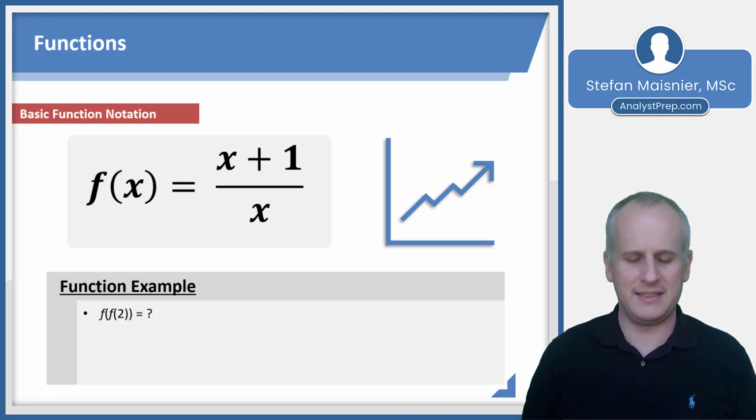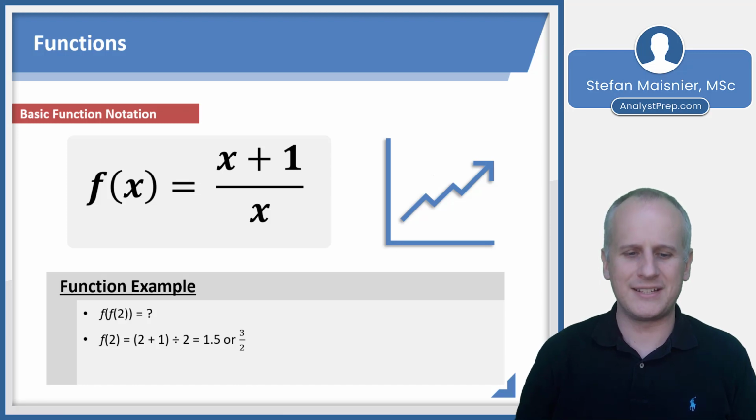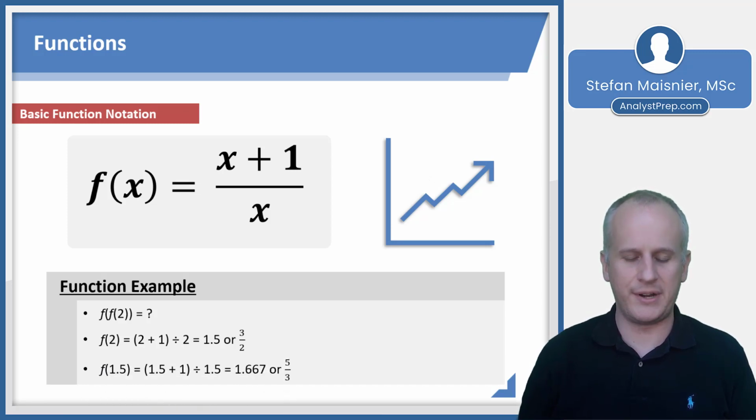And we're being asked in this example, what is the f of f of 2, because we've got to find the f of 2, and then we've got to apply the function again to whatever that result was. So the f of 2 is going to be 2 plus 1 divided by 2, which of course is 1.5, or 3 halves. Then we have to take the f of 1.5, or 3 halves. And if we do 1.5 plus 1, that's going to be 2.5. And 2.5 divided by 1.5 is going to be either 1.667 or 5/3.